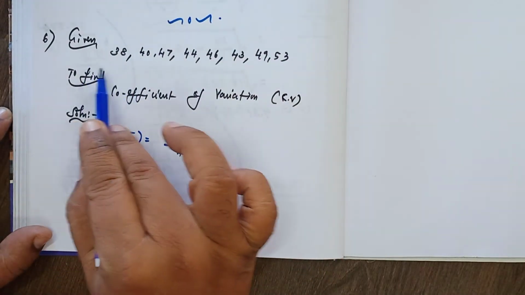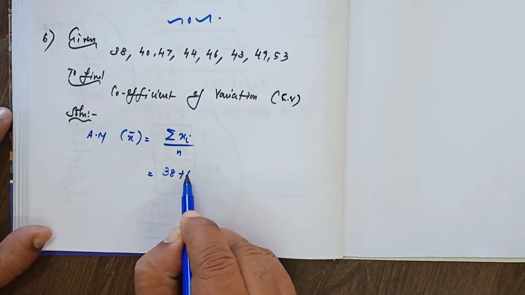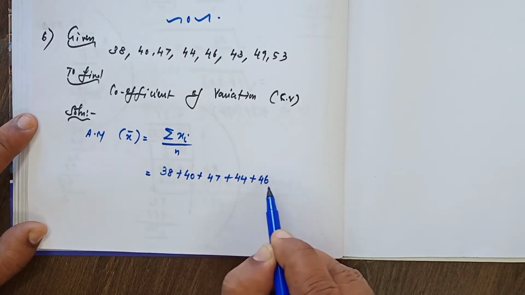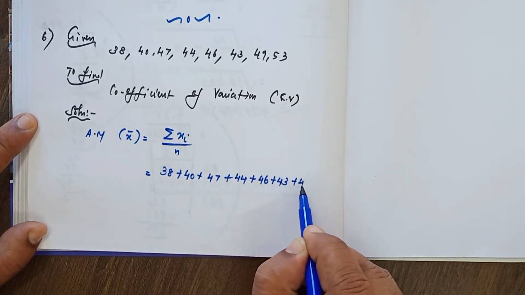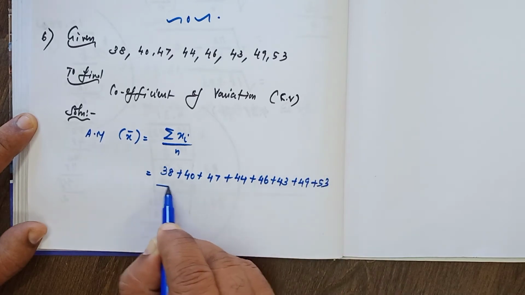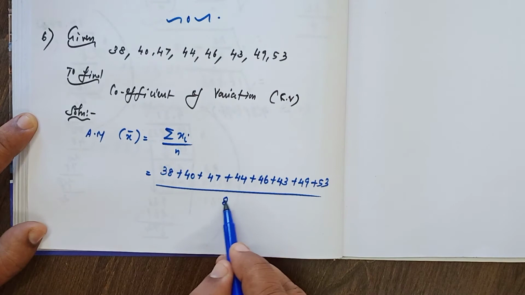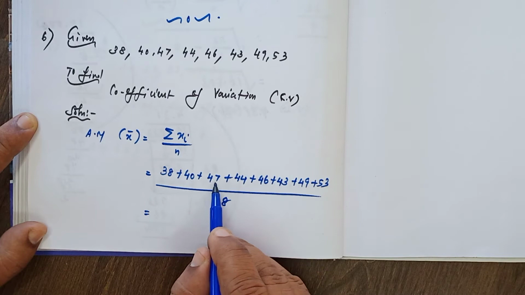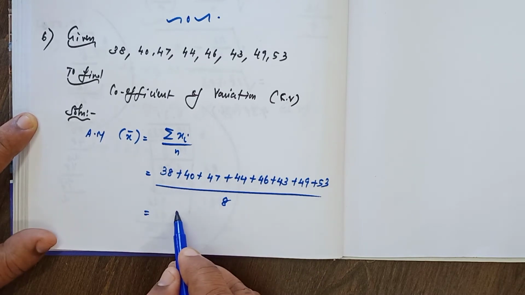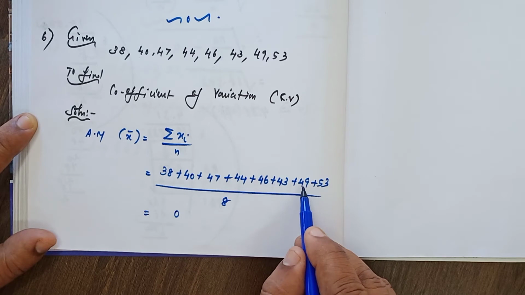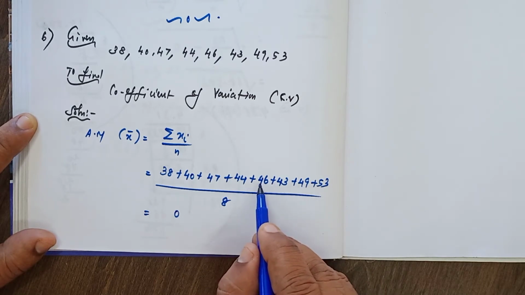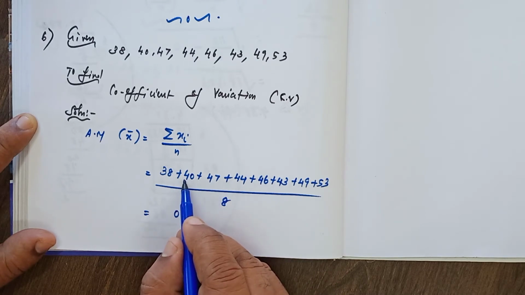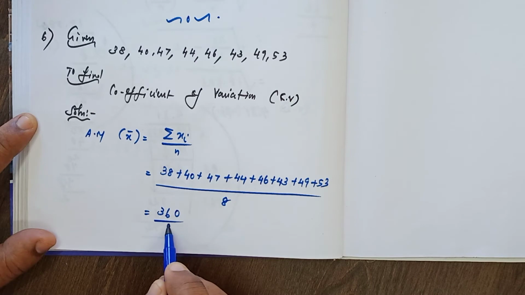Sigma xi means the total of all the 8 observations: 38, 40, 47, 44, 46, 43, 49 plus 53, divided by 8, since 8 values are given. You can add now: 3 plus 9, 12 plus 3, 15 plus 6, 21 plus 4, 25 plus 7, 32, 32 plus 8 is 40. Balance: 4 plus 5, 9 plus 4, 13 plus 4 is 17, 17 plus 4 is 21, 21 plus 4, 25, 25 plus 4, 29 plus 4, 33, 33 plus 3 is 36, divided by 8.